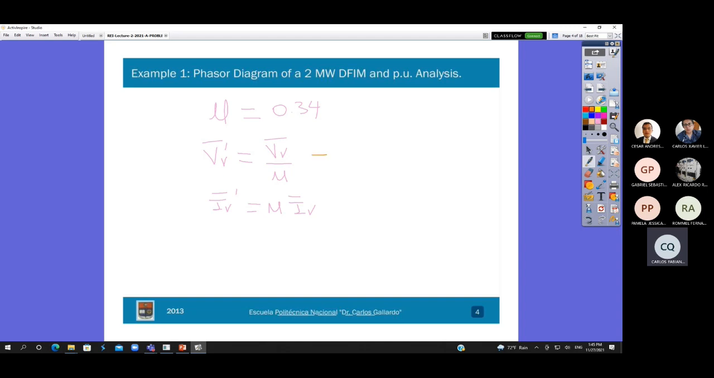Okay, so we have already computed this value, 102.2, and the angle is negative 165.9 degrees, and the factor is 0.34. Therefore, the voltage is equal to 300.6 at 165.9 volts.